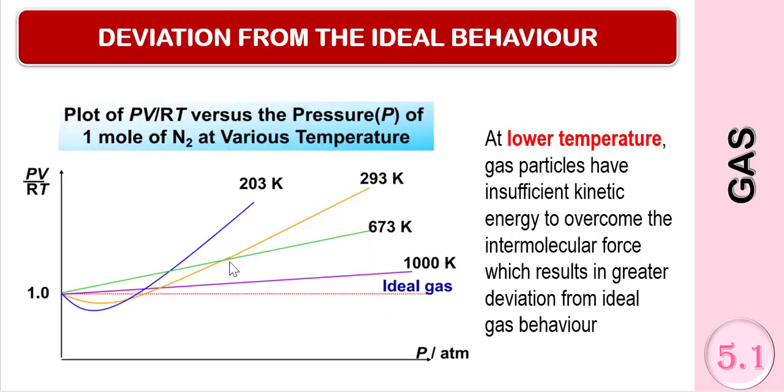In this graph, we have the product of PV over RT versus the pressure for nitrogen gas at various temperatures. At lower temperature, the gas particles have insufficient kinetic energy to overcome the intermolecular forces between particles, which results in greater deviation from ideal gas behavior. So for nitrogen, at the lowest temperature here, 203 Kelvin, it has the largest deviation from the ideal gas.